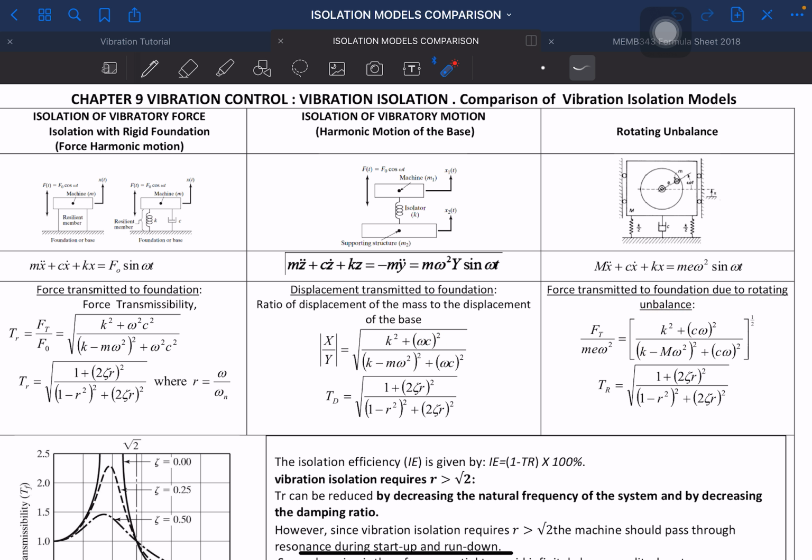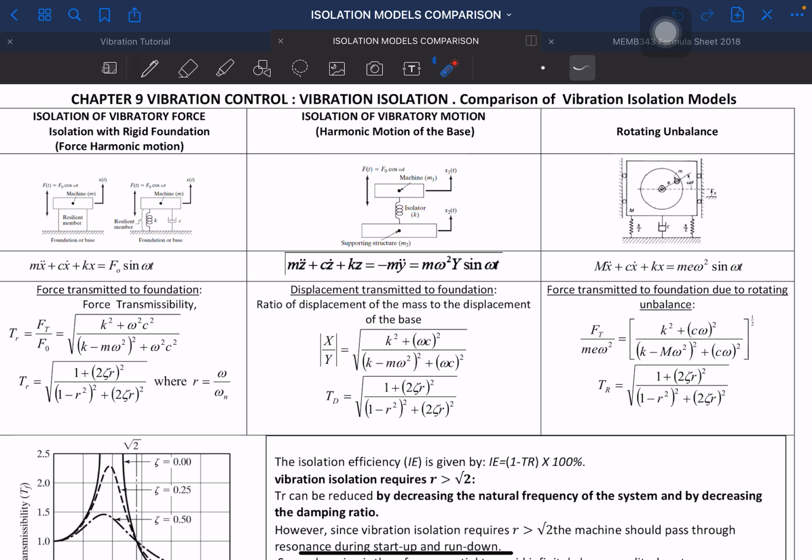If it is vibratory force, where your machine is moving and the foundation or base is rigid, fixed, it is labeled as TR, where the formula of TR is Ft over F naught. I'm going to remind you once more, everything is the same. But for vibratory motion, where the base is moving, it is labeled as TD, where TD equals X over Y.